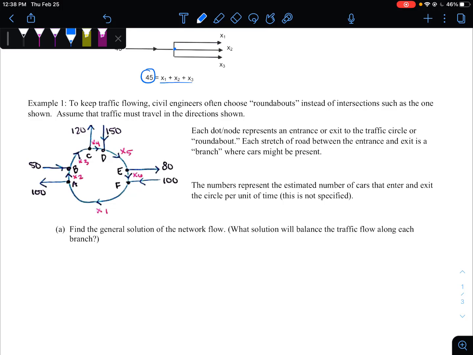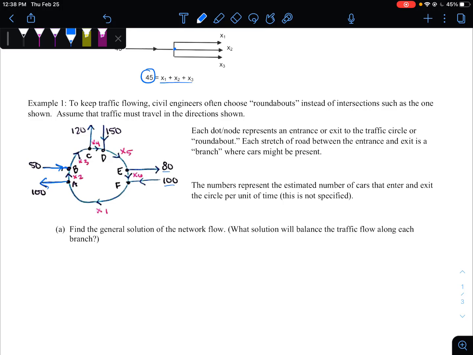I've labeled the flow by using an arrow to tell you which one is an entrance and which one is an exit. Each stretch of road is one of our branches, a path on which there could be cars. The numbers that are here represent the estimated number of cars that are either coming in or coming out of that branch per unit of time. We're not really worried about the per unit of time, but obviously if you were making an actual judgment, maybe you wouldn't want this to be 100 cars a minute. Maybe you would want this to be 100 cars every 30 minutes or something like that. But right now we're just focused on how we would actually use linear algebra to balance this.